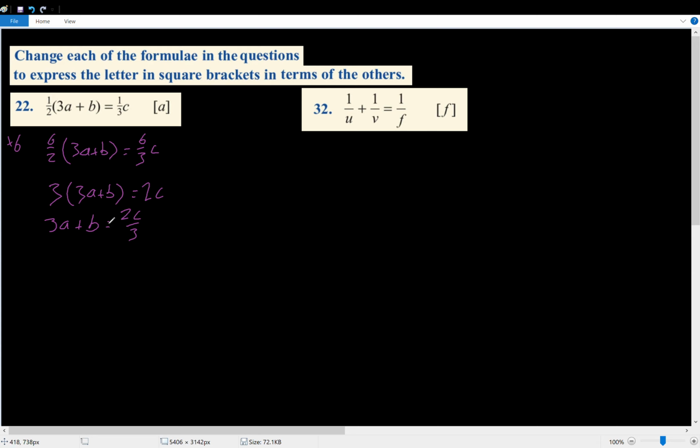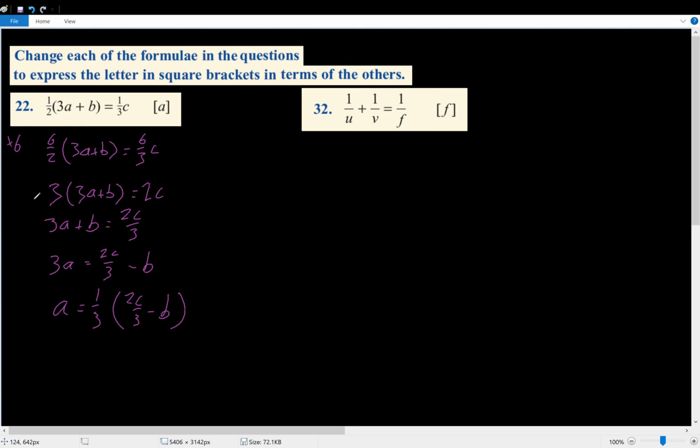And now from here we're going to move our b over, so we get 3a is equal to 2c over 3 minus b, and now we just need to get rid of this multiply by 3. When we move that over, it becomes divide by 3, or multiply by 1/3, which is the same thing. So we get a is equal to 1/3 times 2c over 3 minus b, just like that. And that right there is a perfectly acceptable solution to this.